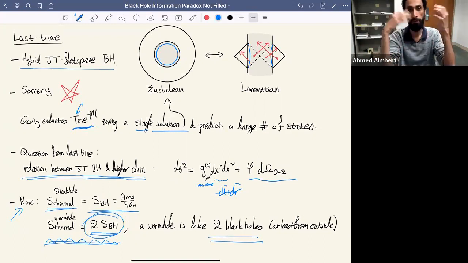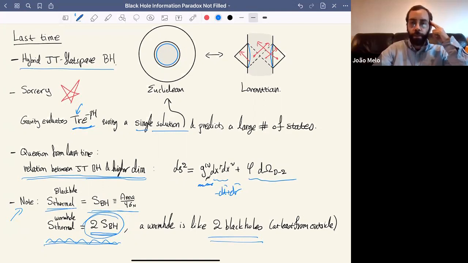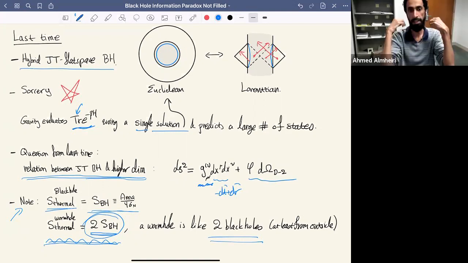So it would look like you have four black holes. Yes, thank you. That makes a lot of sense. Thank you. And then in that calculation, if you do it carefully, you'll find this twice the Bekenstein-Hawking entropy.